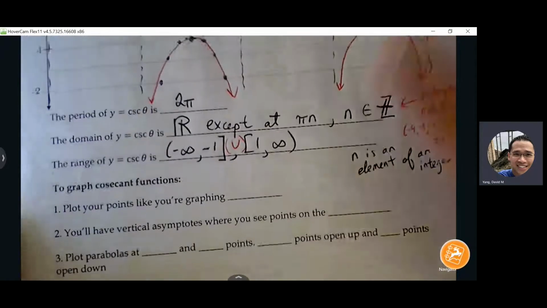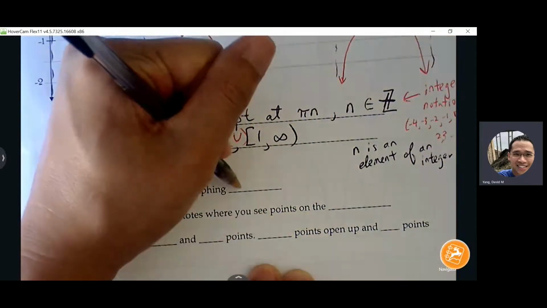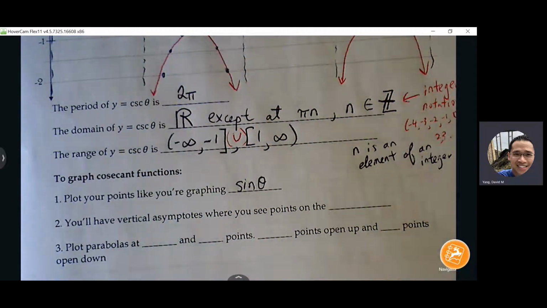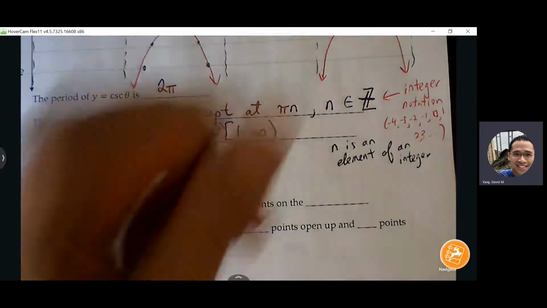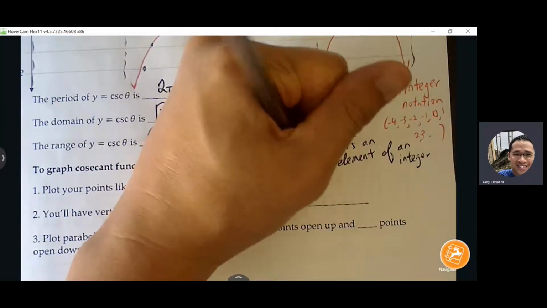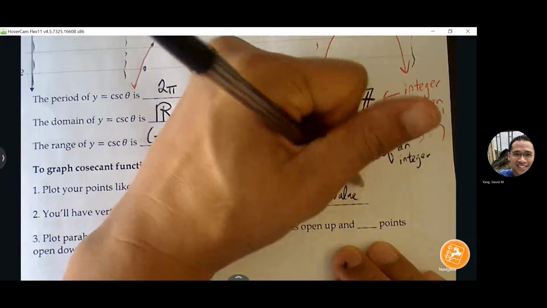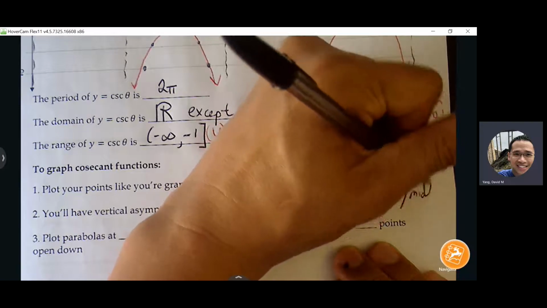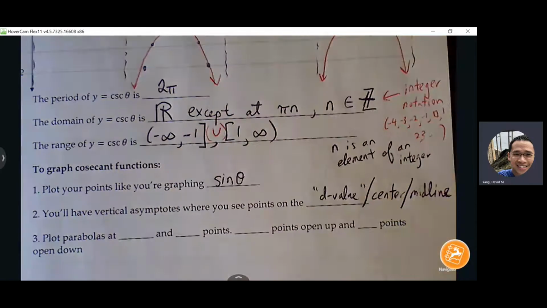Okay, so graph the cosecant function, plot your points like you're graphing a sine. You'll have vertical asymptotes wherever you see points on the, right now it's the x-axis, but we really want to think of it as the d value, or the center, or the midline. Because it's not always going to be the x-axis, because if the graph shifts up and down, then we have to shift everything with it. So the better answer is the d value. Whatever the d value is, that's the center of your graph, and that's where your asymptotes are going to start showing up.